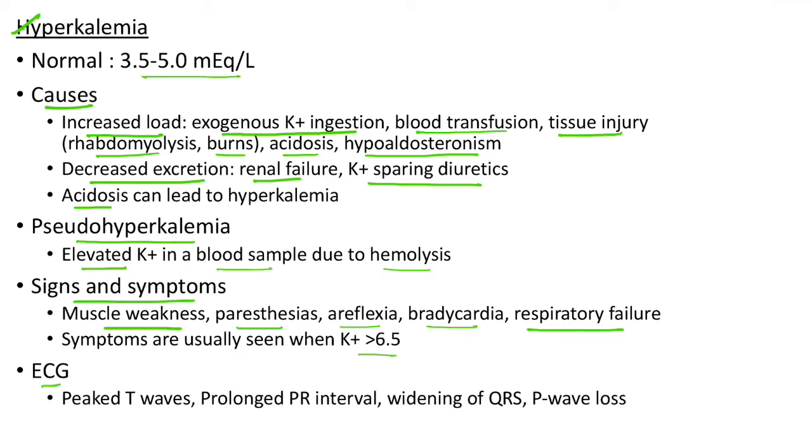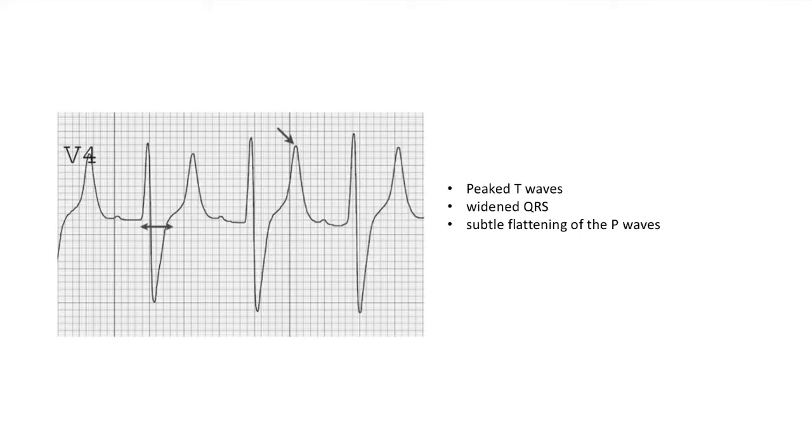What are the ECG findings in a case of hyperkalemia? There will be peaked T waves, prolonged PR interval, widening of QRS, and P wave loss. This picture shows the ECG findings in a case of hyperkalemia. As you can see, there is peaked T wave, widened QRS complex, and flattening of P waves.